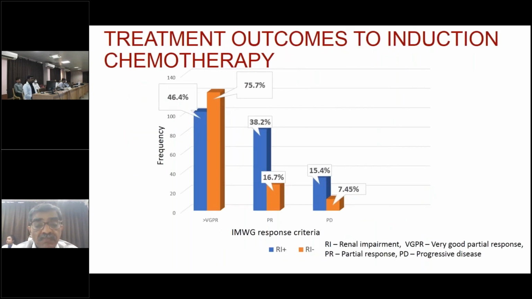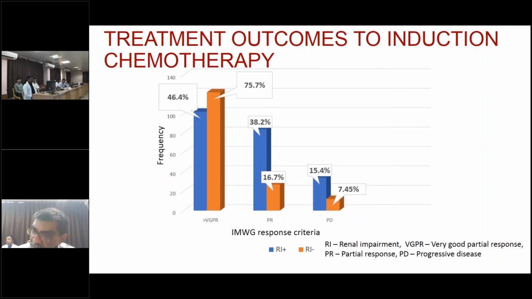Once after the induction chemotherapy is started, we do assess treatment outcomes in terms of a hematological response, in terms of M band reduction, and then a renal outcome, how much degree of creatinine the patient has improved. So first is the degree of M protein reduction, which is defined according to the International Myeloma Working Group response criteria. Here one could see those responses in those patients with renal impairment and those without renal impairment.